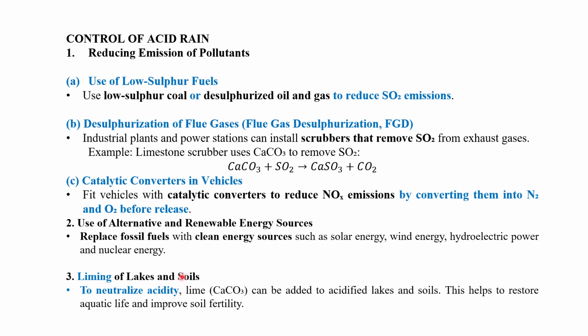Liming of lakes and soils to neutralize acidity. Lime can be added to acidified lakes and soil. This helps to restore the aquatic life and improve the soil fertility once the soil has gone through the effects of acid rain. In that case, we can use the lime either in the lake, or if the soil has been affected, in that case also it can be used for the control of acid rain, or once it has been affected by the acid rain.